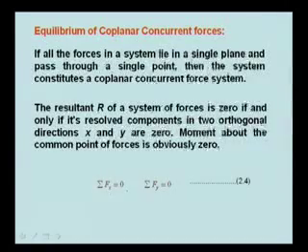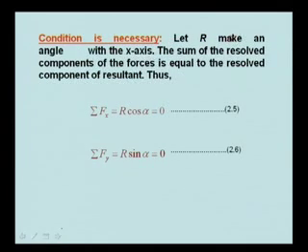So, therefore, the first condition has to be seen, that is, sigma Fx is equal to 0 and sigma Fy is equal to 0. These two conditions have to be satisfied. Now, these conditions are necessary. That means, if the body is in equilibrium, then sigma Fx and sigma Fy have to be 0, because assume that there is a force R acting which makes an angle alpha with the x axis.